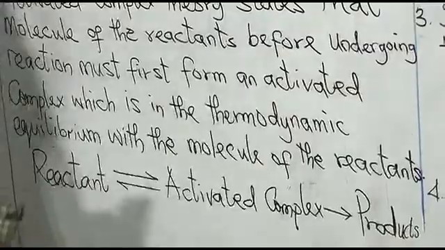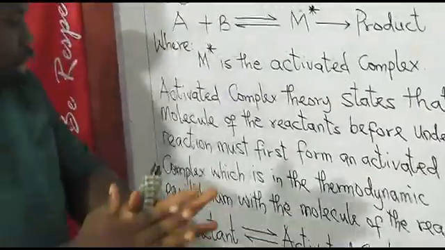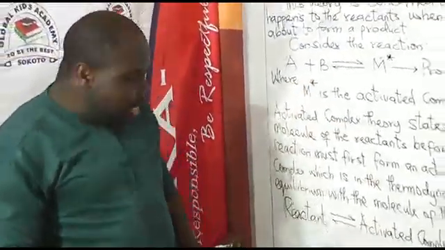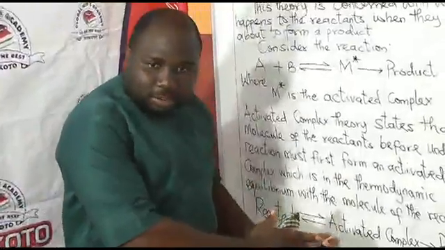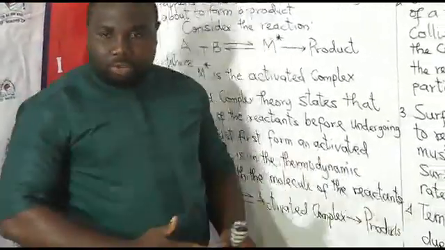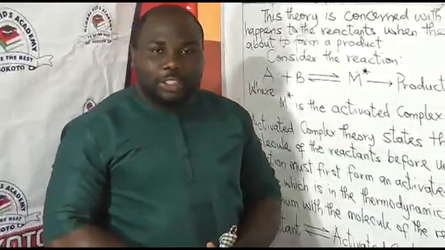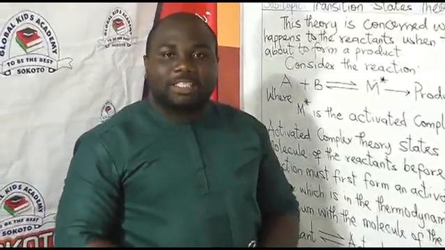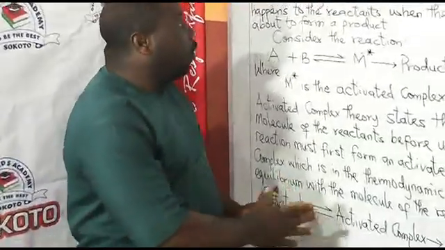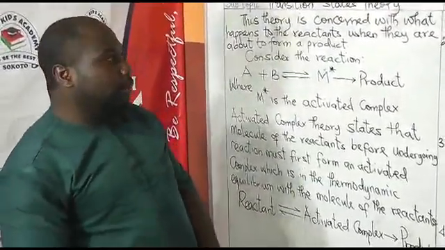So it's a theory that summarizes the mechanism of reactions and lets us know that every reaction has an intermediate. There is an intermediate before you can get a product. So no reaction is automatic. There is no automatic reaction from reactant to product. It must follow the activated complex theory.